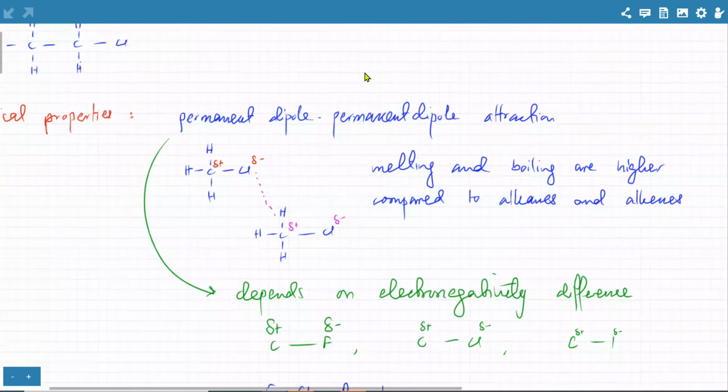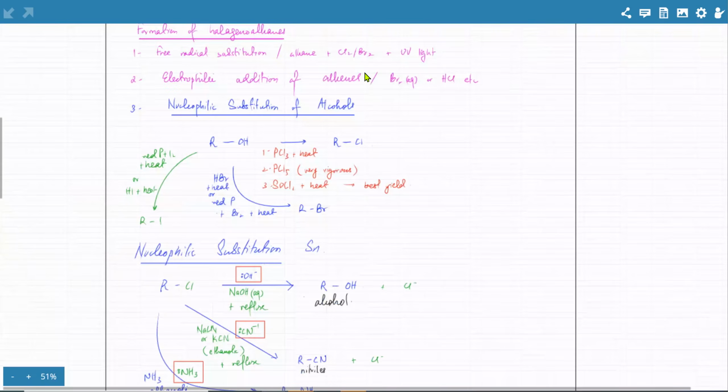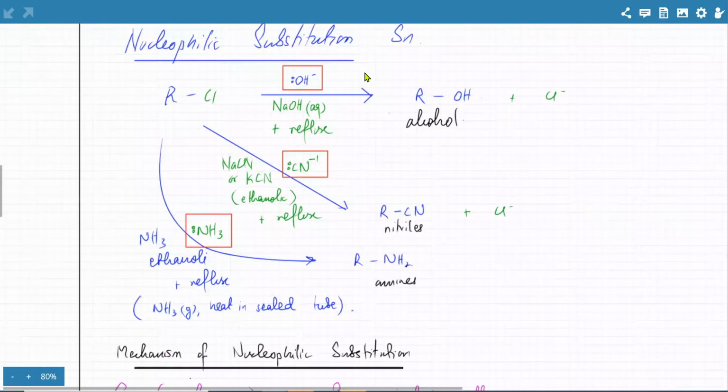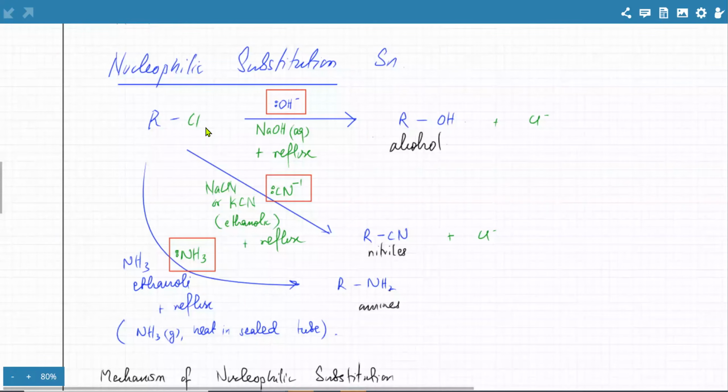There's another halogenoalkane reaction. Okay, this is halogenoalkanes, where a CN, I mean, where is it? This one. So if you have a halogenoalkane, okay, let me highlight this.